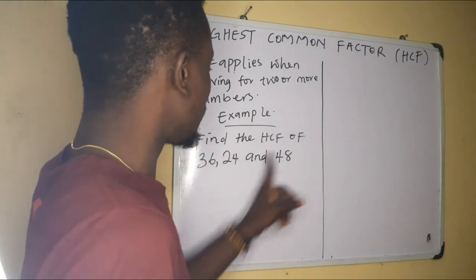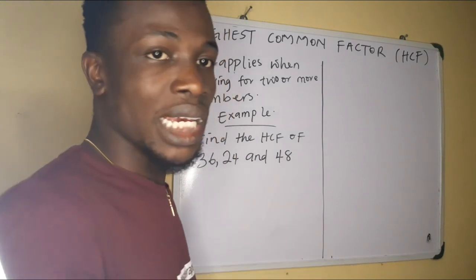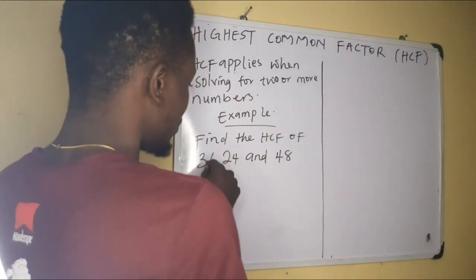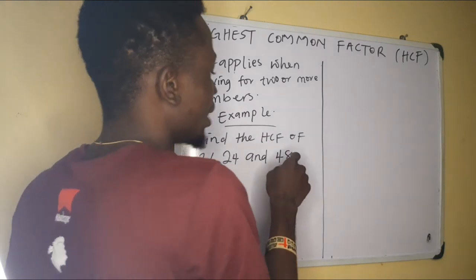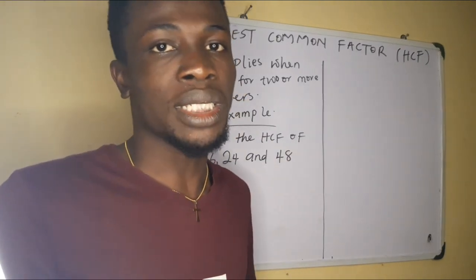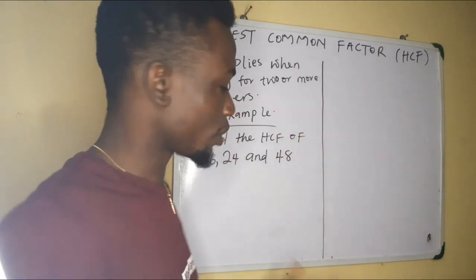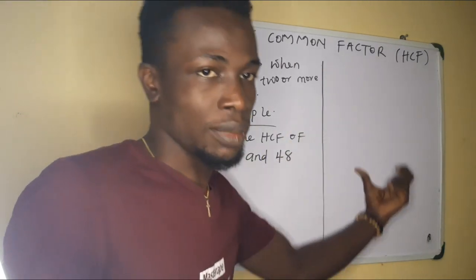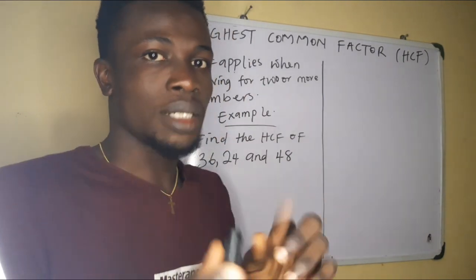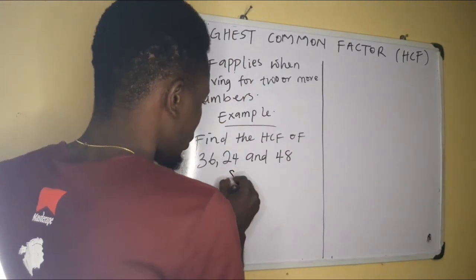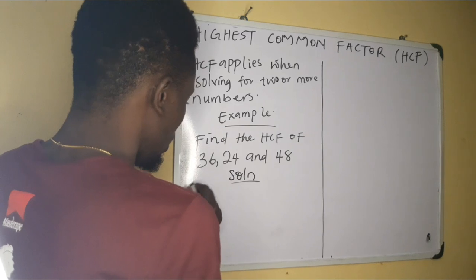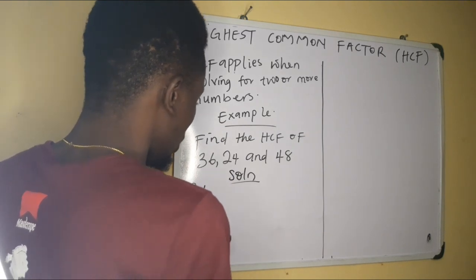So find the highest common factor of this, and this. It means what is the greatest number that can divide 36, 24, and 48 without leaving a remainder. I'm going to show you this by solving with two methods. I'm going to solve method 1 here and method 2 here with the same question. Now the first method is what? We are going to write out all the factors of these numbers.